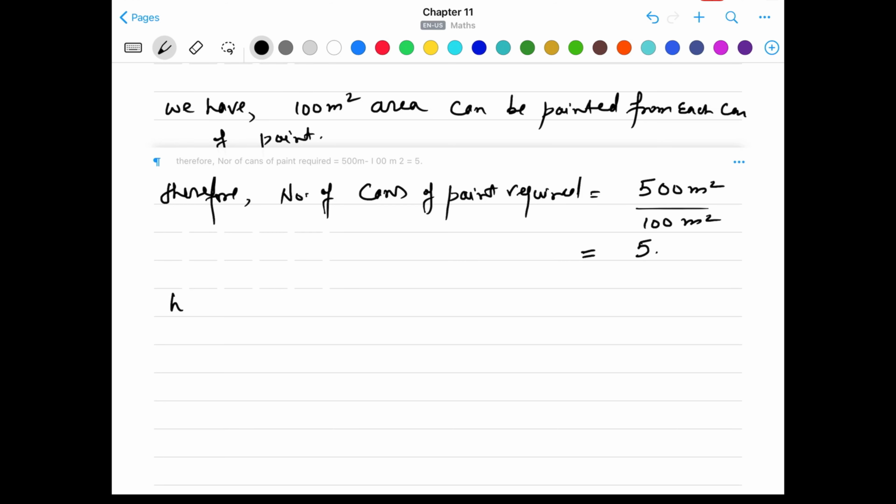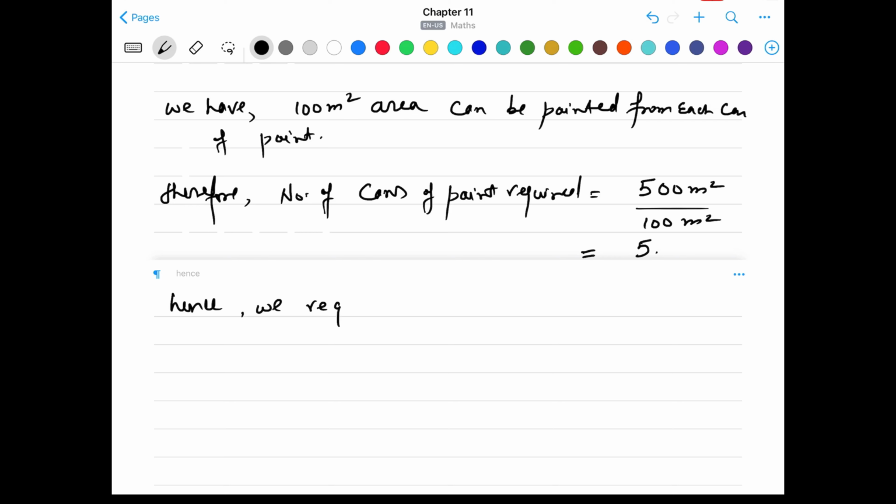So we'll write, hence we require 5 cans of paint to paint the hall. Okay, so that's the answer of question number 5 of exercise 11.3.